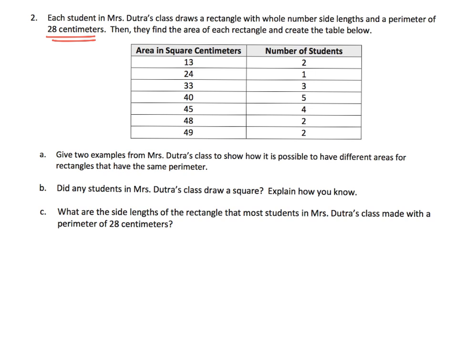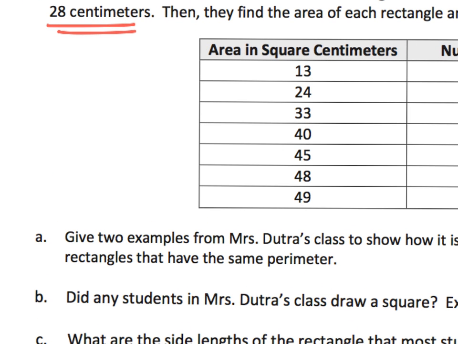And so what I felt was kind of hard is question A. It says, give 2 examples from Mrs. Dutra's class to show how it is possible to have different areas for rectangles that have the same perimeter. So these all have the same perimeter because they all use 28 centimeters. And then any 2 of these, you choose any 2, and that's your answer. But what's really kind of cool is they put them in a nice order, and that's what I want to talk about.